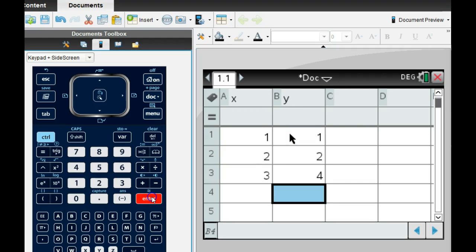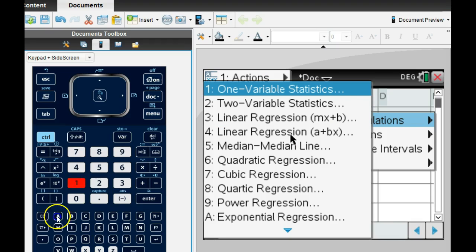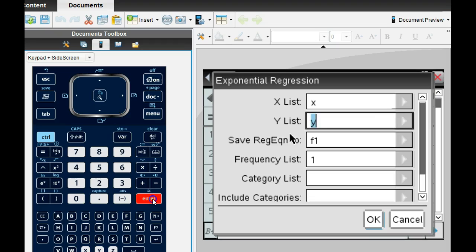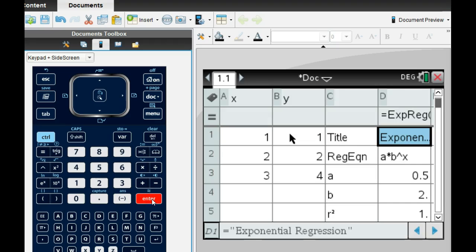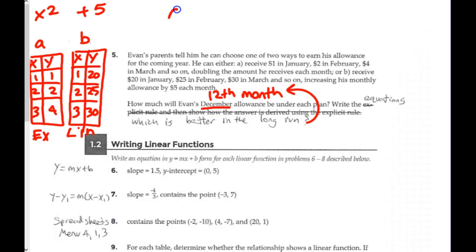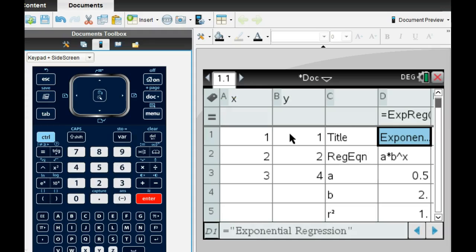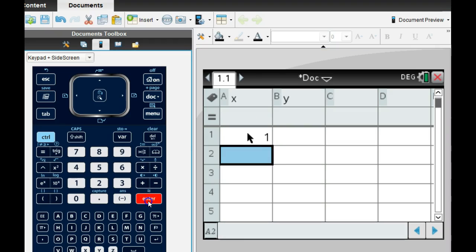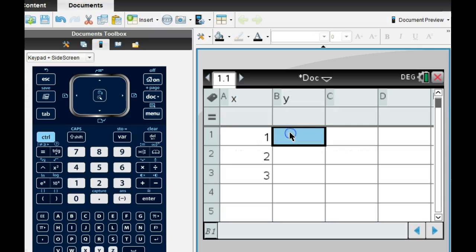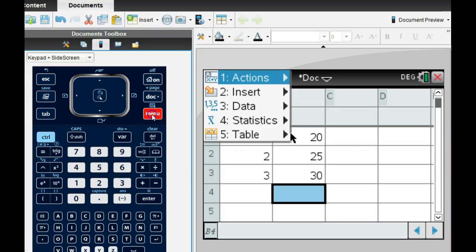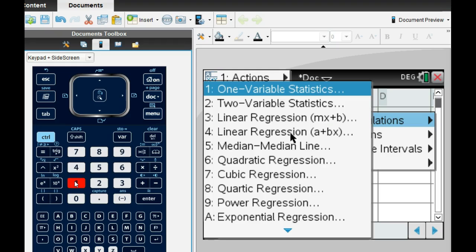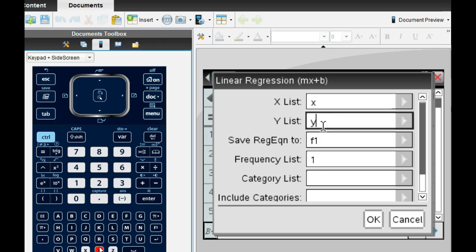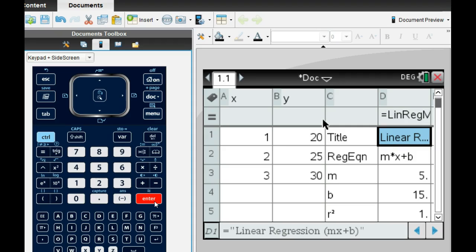First one started with 1, double, double, right? Now again, since it's doubling, that's menu 4, 1, A for exponential, x, y. Okay, I get 0.5 times 2 to the power of x. Now for B, let's try that one. B started with 20, it was adding 5 each time. Menu 4, 1, and since we're adding each time, that's linear. Menu 4, 1, 3. Can't get those mixed up. So I get y equals 5x plus 15.